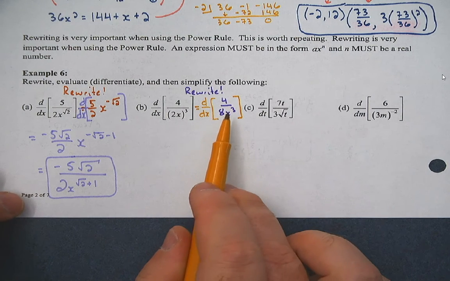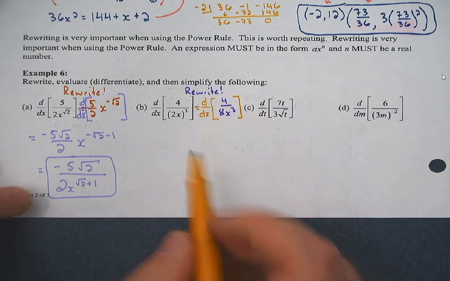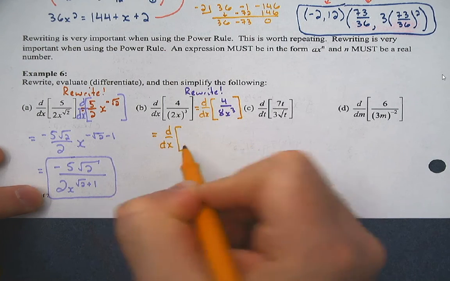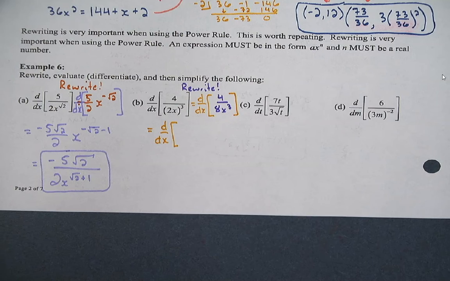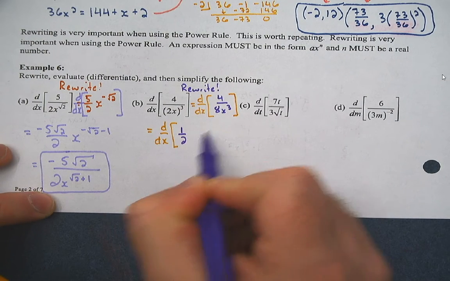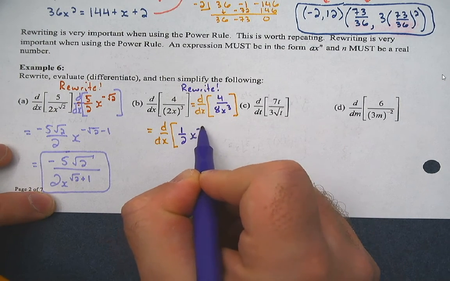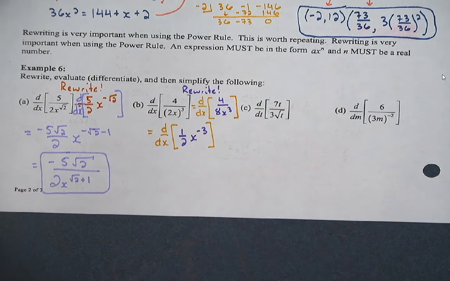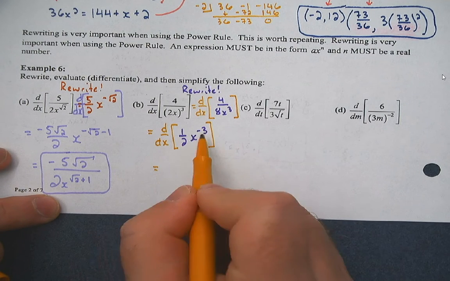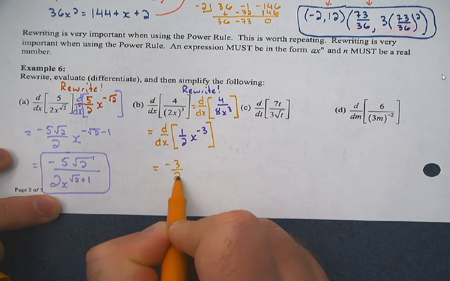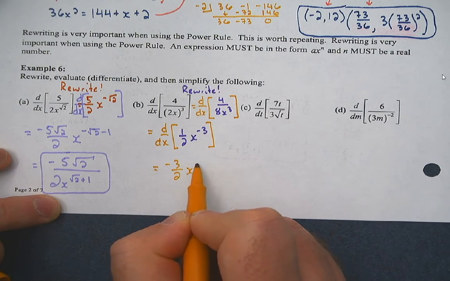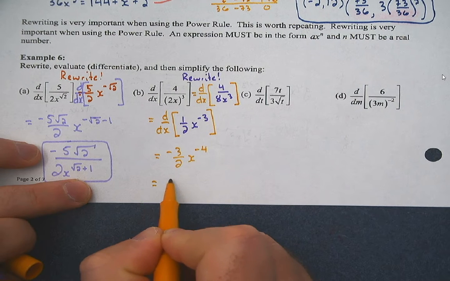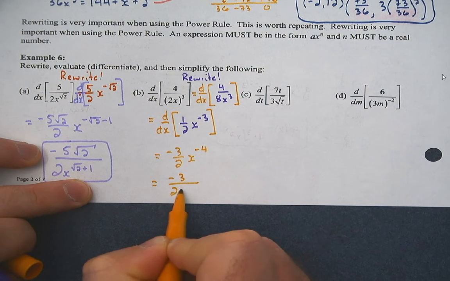I'm going to rewrite again because I've got an x on the bottom, so I'm going to bump that up. So that still equals d dx of, I'm still deriving. I'm going to clean up the 4 over 8 at the same time here. So 4 over 8 is 1/2. X from the bottom to the top costs me a negative exponent. Now I can derive this thing, and I don't have to write d dx anymore. So that would be negative 3 over 2. Subtract 1 from the exponent would be negative 4. And then a cleanup. This is pretty easy to clean up. I would have negative 3 over 2x to the fourth.